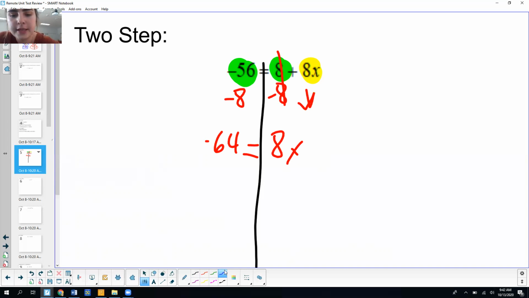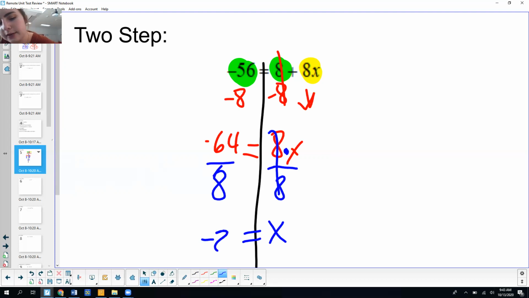I want to go ahead and get this x by itself. Right now this is 8x, so 8 times x. I want to get x by itself, so I'm going to undo this multiplication by dividing both sides by 8. So 8x divided by 8 just gives me x. Negative 64 divided by 8. Go ahead and check your answer in your calculator just to make sure. Negative 64 divided by 8 is going to give us negative 8.